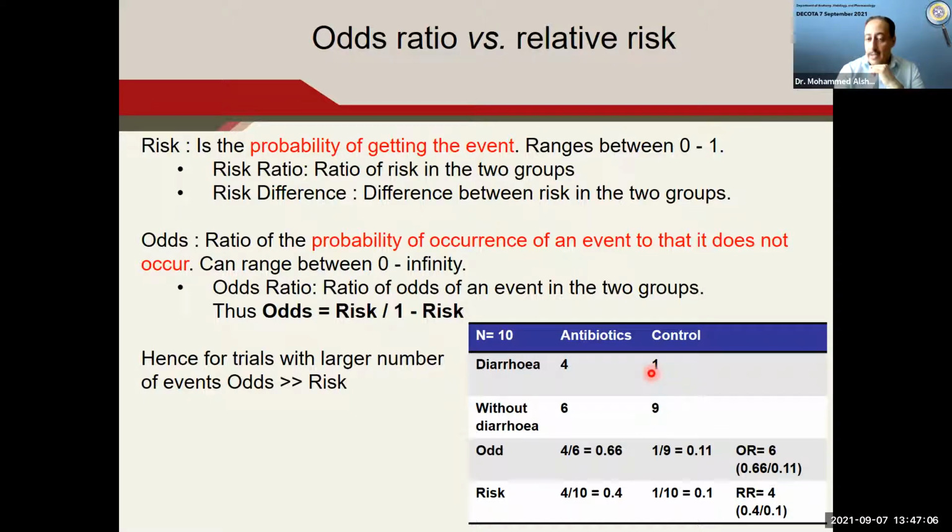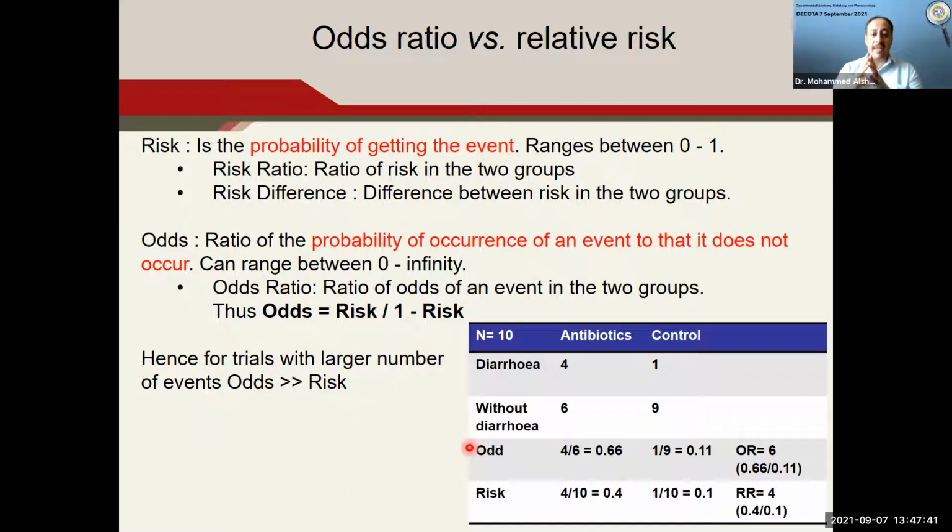Because if it's 0 divided by 9, it's 0. But if it's, let's say, 10 divided by 0, if all of them got the event, it's infinity. Let's say if 8 divided by 2, so it's 4. So how do we calculate odds ratio? For odds ratio, we just divide the odds of the first group by the odds of the second group, so it's 6. So you can see here, most of the time the odds is a bit higher as compared to the risk.